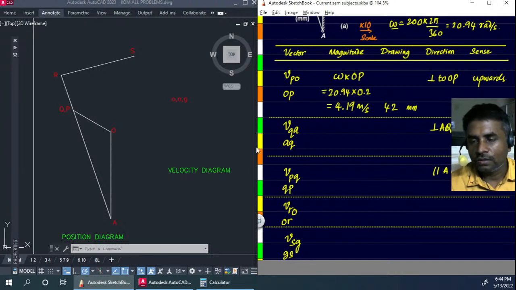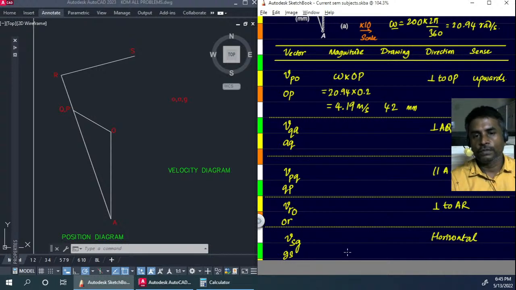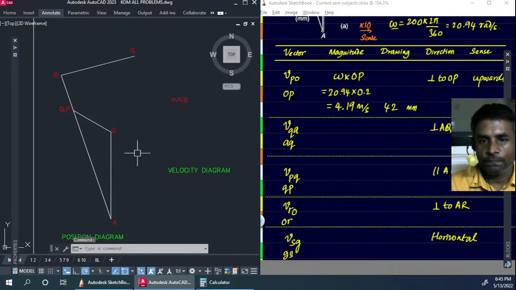The velocity of R with respect to one of the fixed points is going to be perpendicular to AR, and once again the direction we are going to keep as it is for now. And the velocity of the slider will definitely be horizontal. So with this data we should be able to build our velocity diagram.